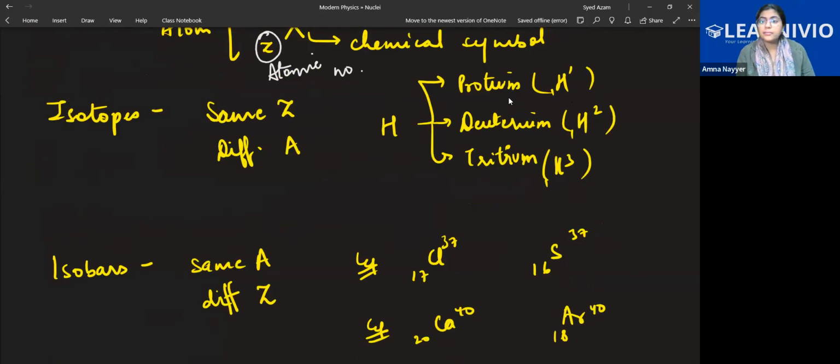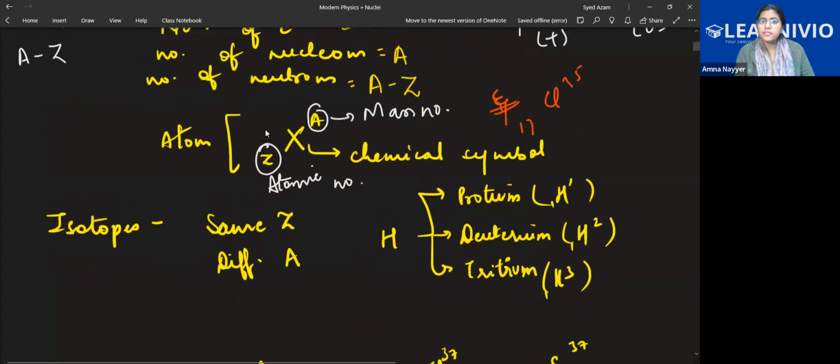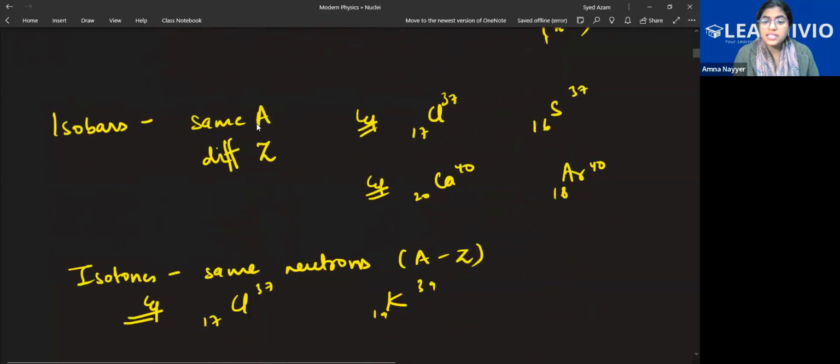Then we have the concept of isobars. Now, isobars means just the opposite of it. See, always remember whenever a neutral atom is written, the lower left corner represents the atomic number and the upper right corner represents the mass number. So when we have the same A, it means the mass number is the same in all of these. Like look at this example of chlorine and sulfur. This is 37, this is 37.